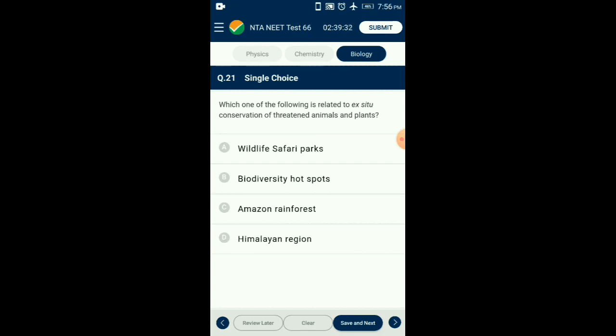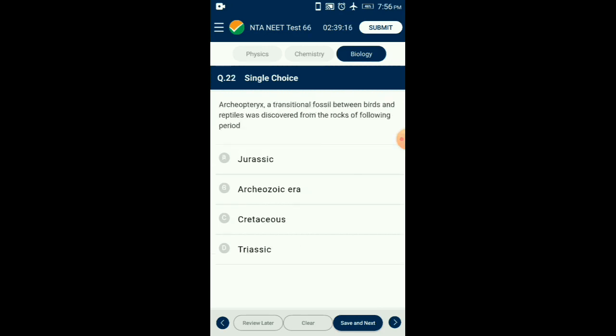They are taken out from their natural habitat and placed in special settings. Here they are protected and given special care. So the answer is option A, wild safari parks.